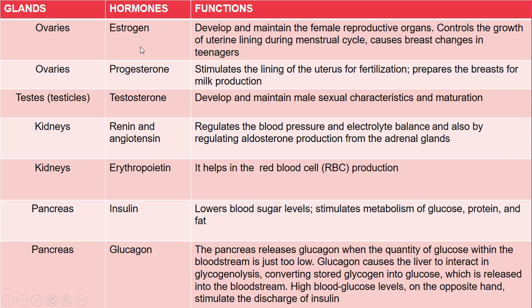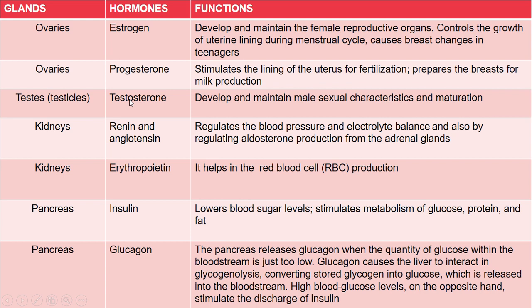What happens? The estrogen hormone will be high. Okay, the progesterone stimulates the lining of the uterus for fertilization, and as I told, progesterone helps to sustain the pregnancy. It prepares the breast for milk production. At the time of pregnancy, it prepares the breast for size, shape, everything. It prepares the breast for milk production, the progesterone hormone.